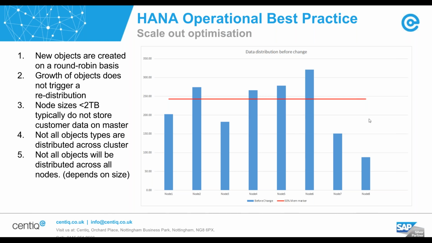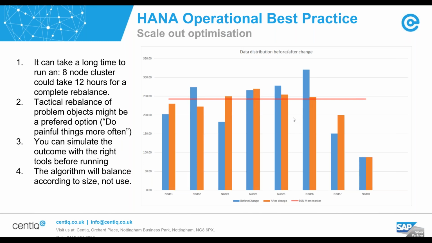So if we go to the next slide, you'll see an example of what it might look like after doing one of these redistributions. We've got the red columns in the graph illustrating what it looks like after the redistribution. And you can see it's still not perfectly distributed, which is quite common because you've got some big objects that are not able to separate across multiple nodes. It's quite difficult to get it perfectly balanced. Now it can take quite a long time to redistribute some systems. If there's eight nodes and lots of data, we've seen in excess of 12 hours to complete a full rebalance, especially when it hasn't been run for a long time.